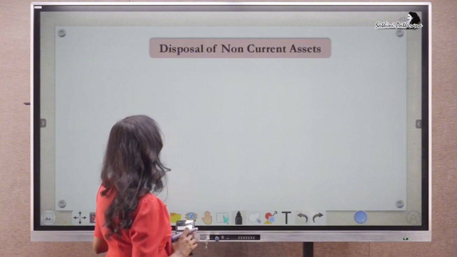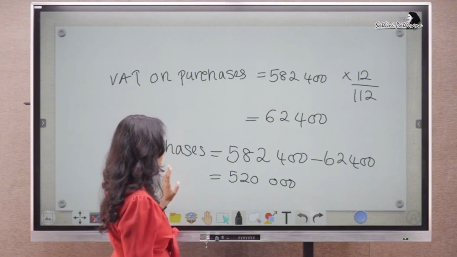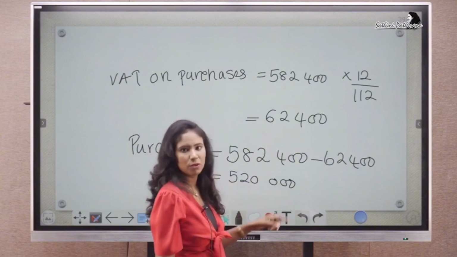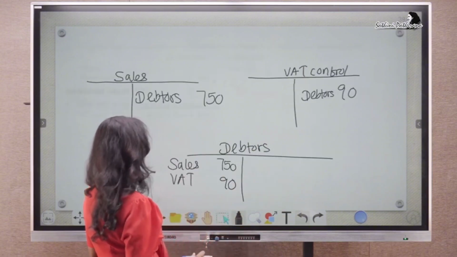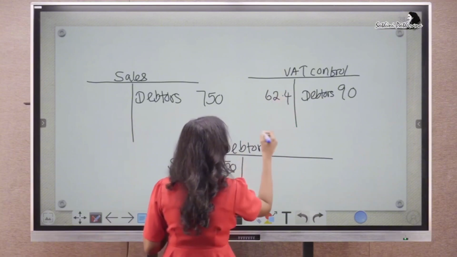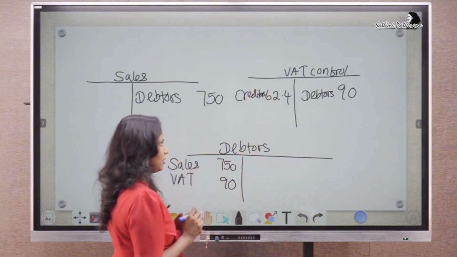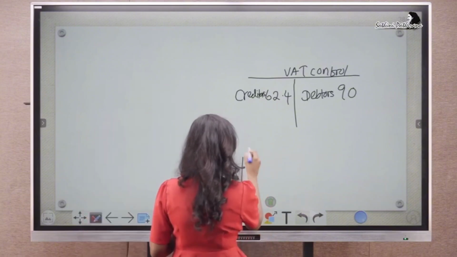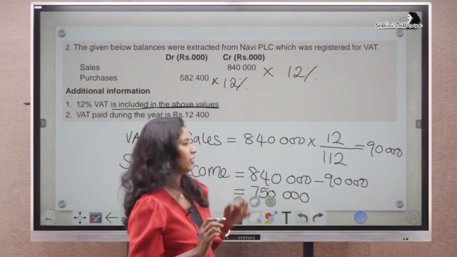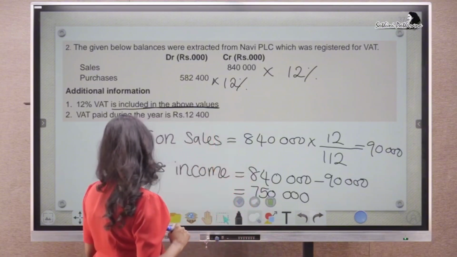Then let's write this amount in the purchases account and again the VAT control account. First let's record this amount in VAT control, 62,400. This is VAT on credit purchases. We'll assume that. Now children, in this question, did you see VAT paid during the year, 12,400. So the VAT paid amount is also given, 12,400.